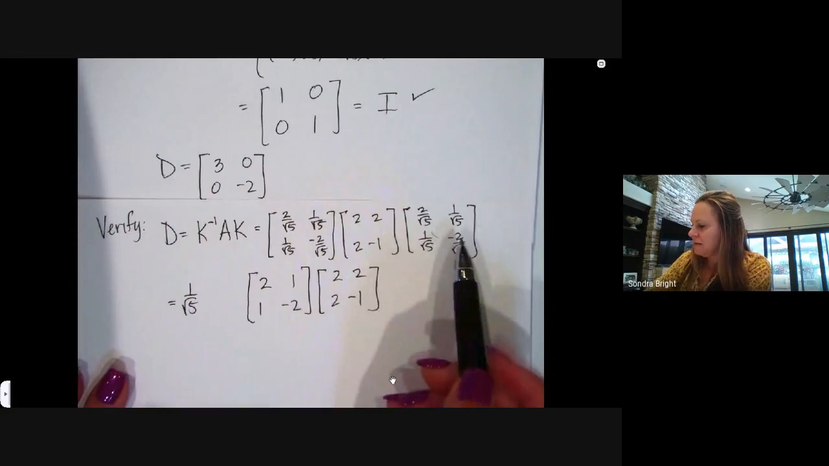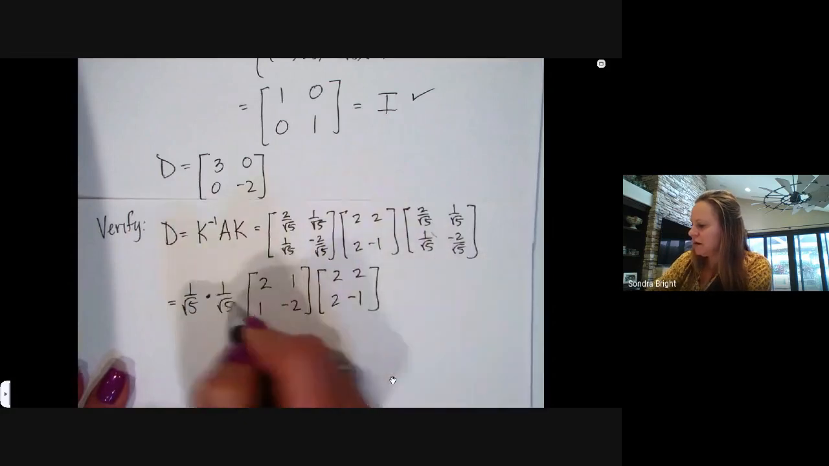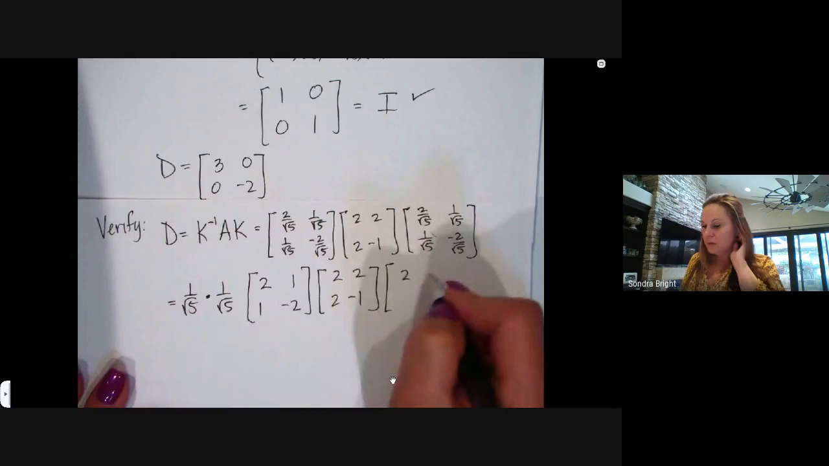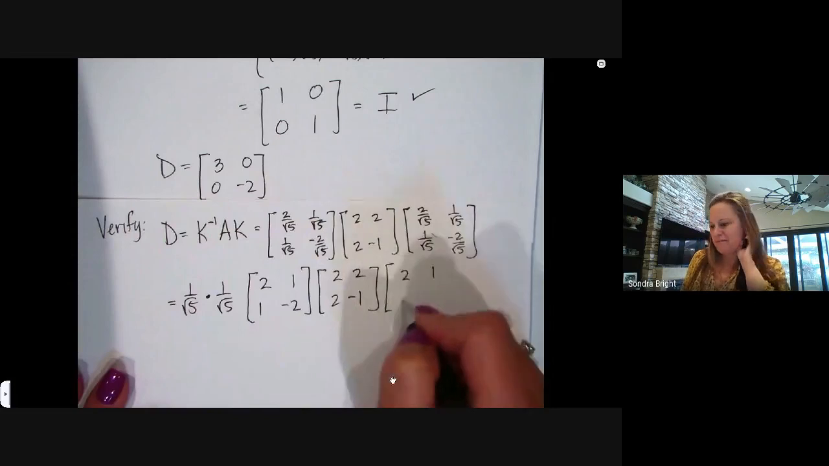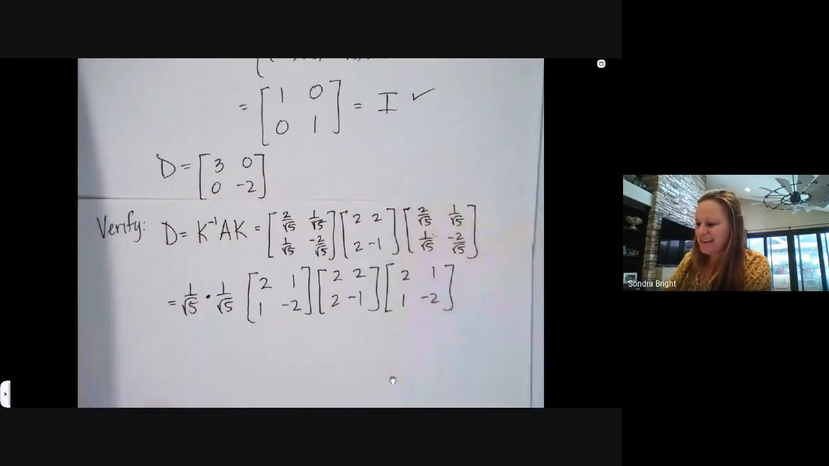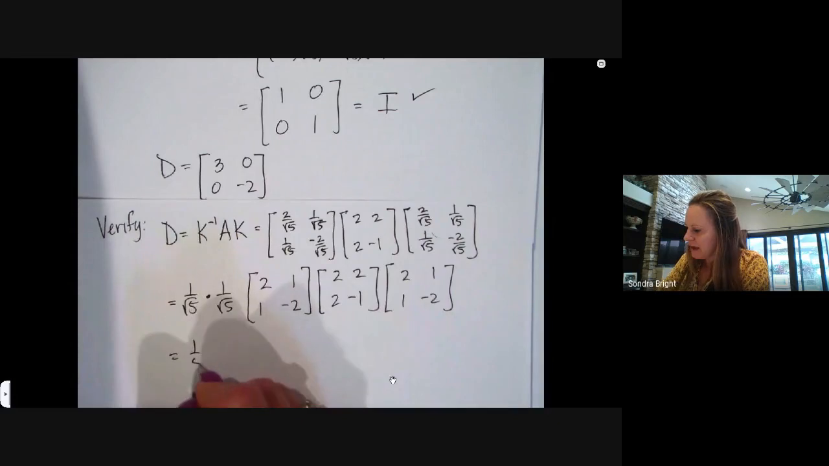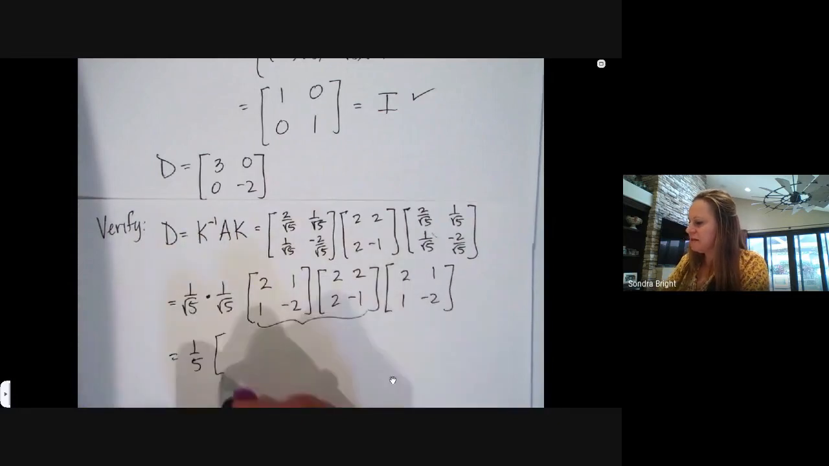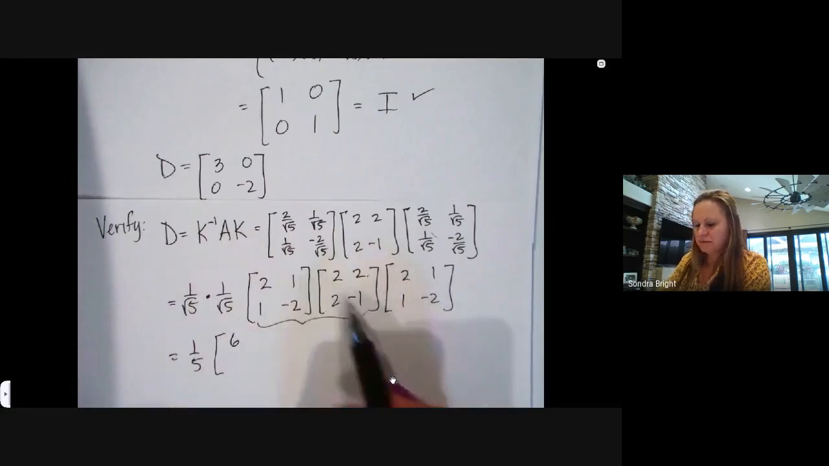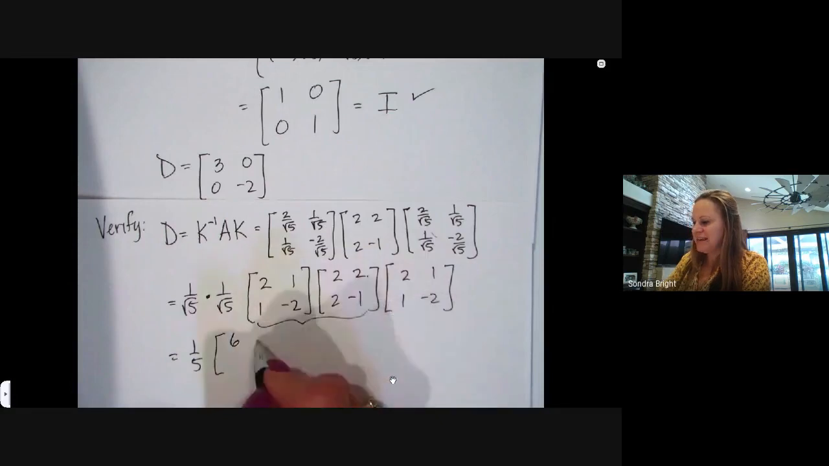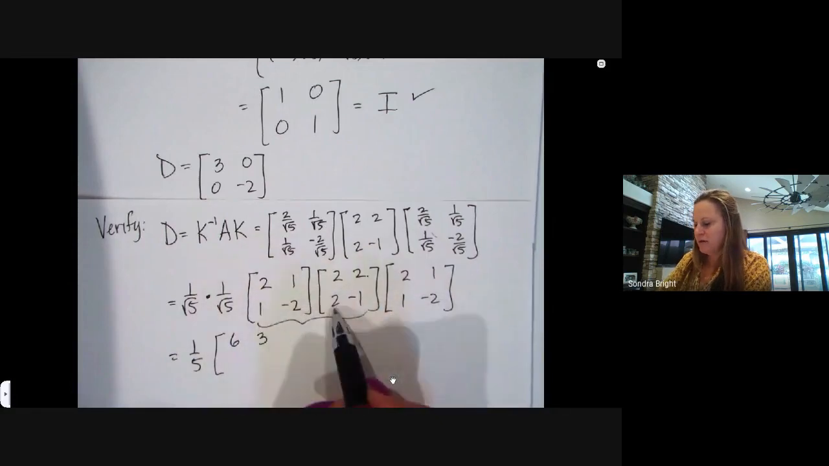And then I've got a 2, 1, 1, negative 2. Okay, and then that way it'll just make my computations easier. Plus now this is just a 1 over 5. If we multiply these two together, you'd have a 4 plus 2, so a 6. 4 plus -1 would be a 3. 2 plus -4 would give me -2, and then a 2 plus 2 will give me 4.